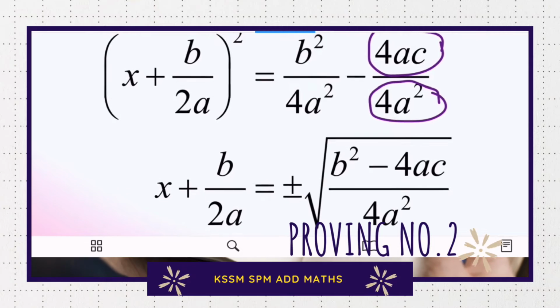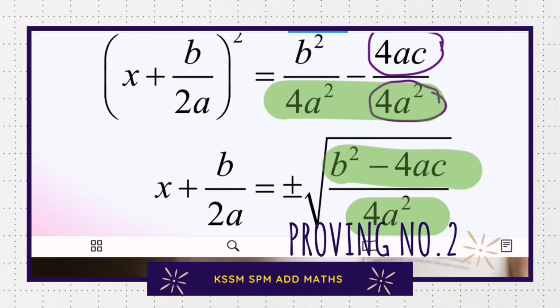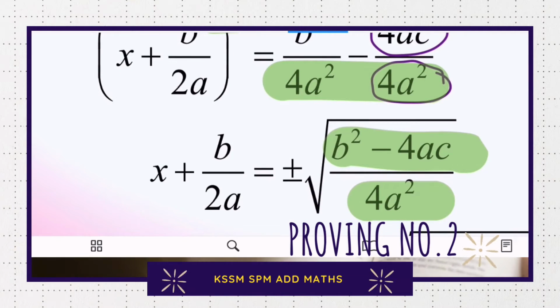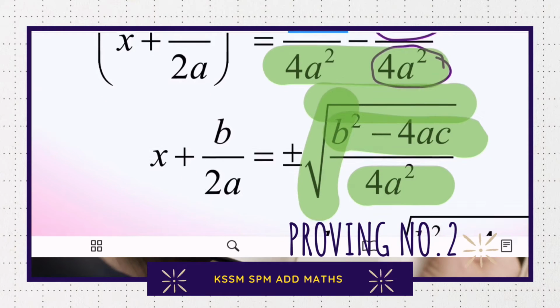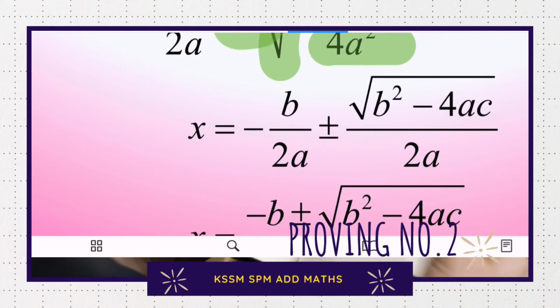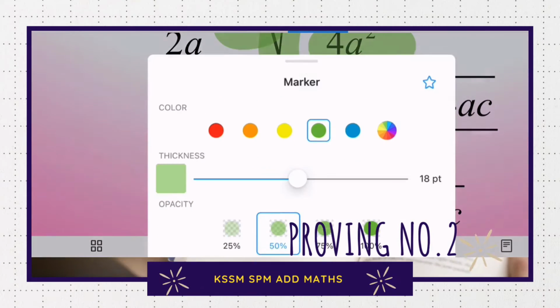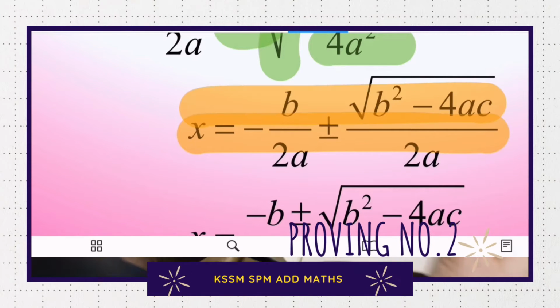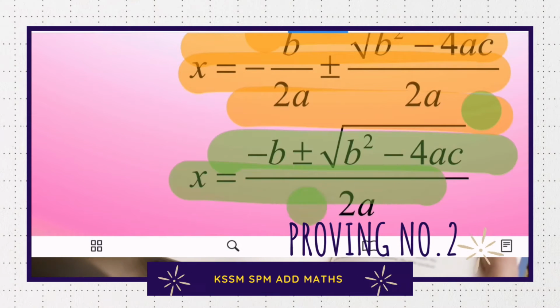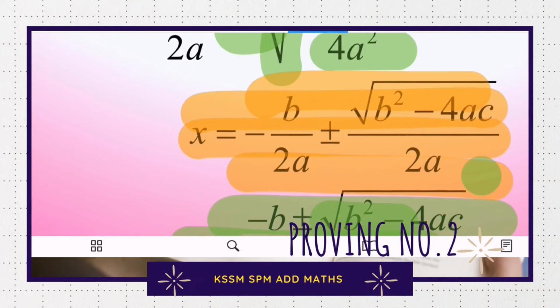Finally, we make the denominator the same and we join them. It becomes b squared minus 4ac over 4a squared, because the denominators are the same. And because there is a square here, we have to square root the whole thing. So finally we have a plus and minus, don't forget. That means we have two answers. One is a negative one, which is this one, and the other one is a positive one, which is this one. So we have two answers, positive and negative.